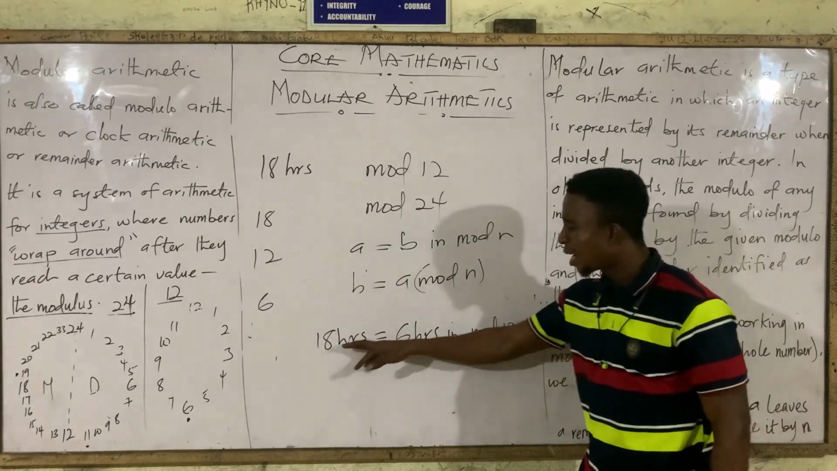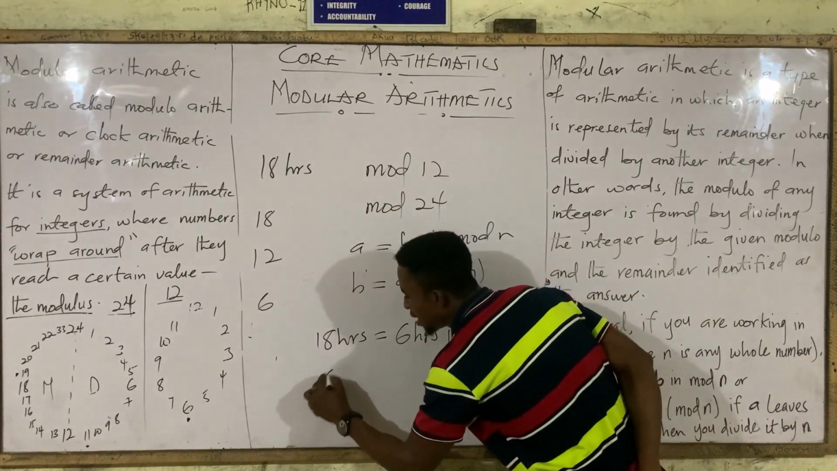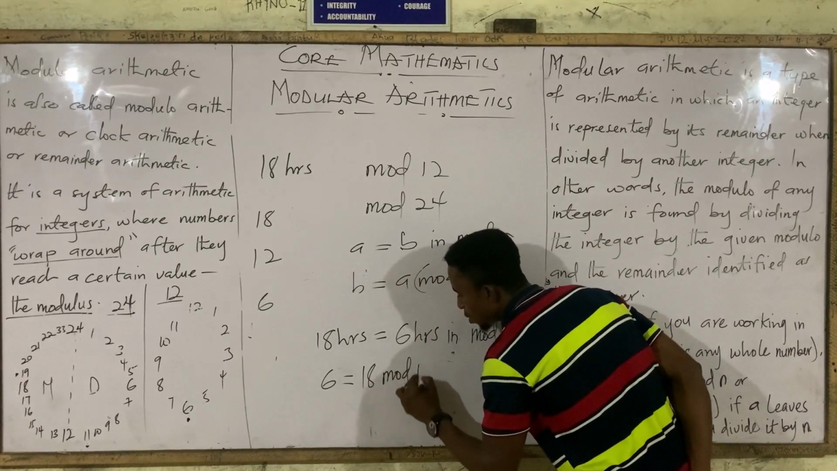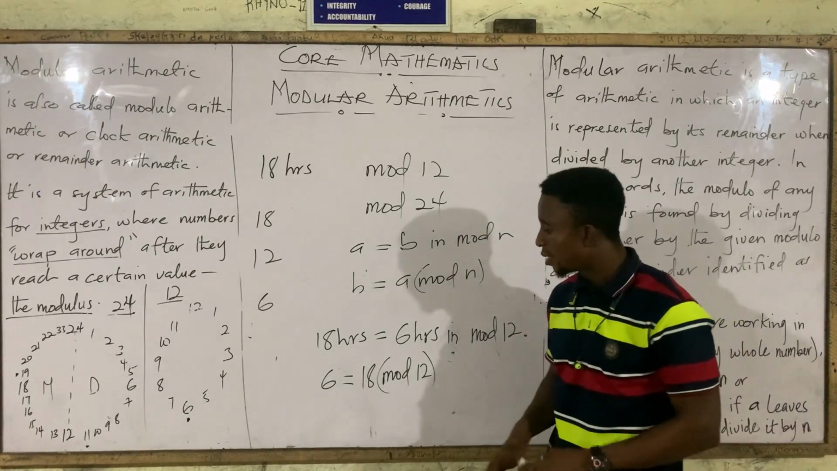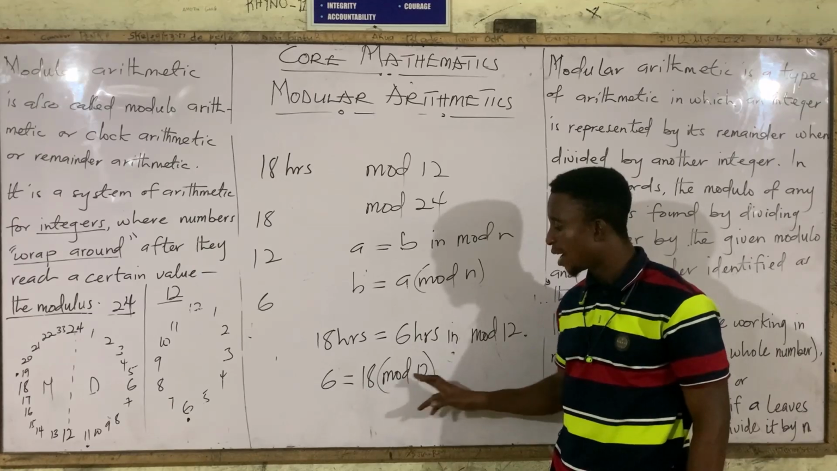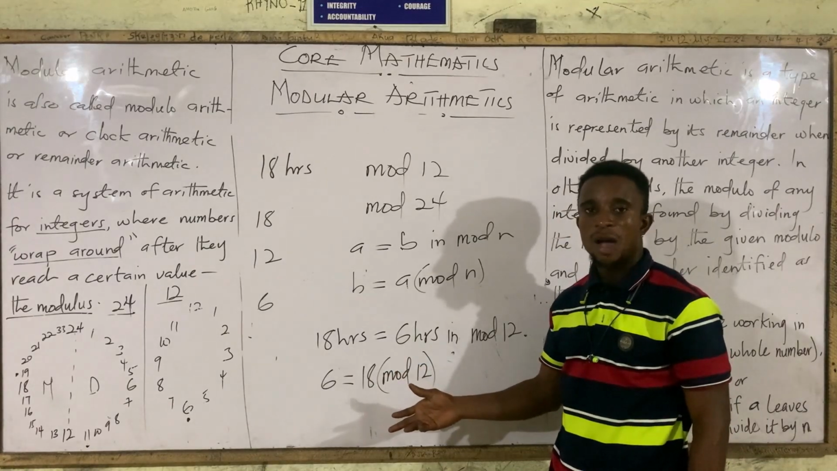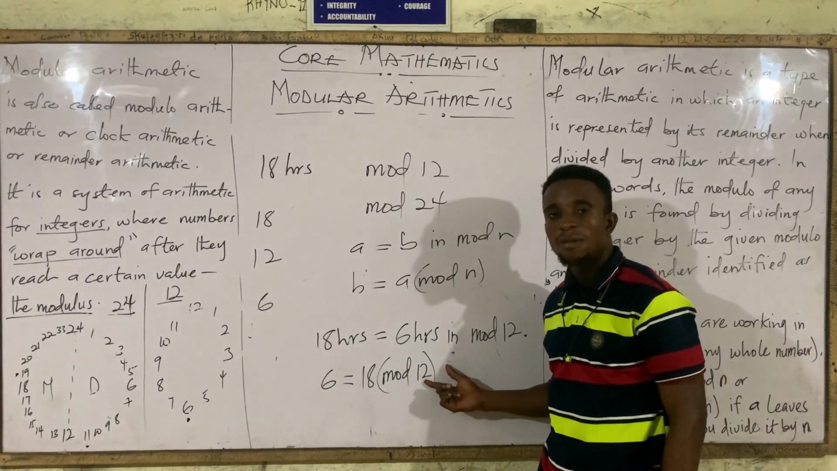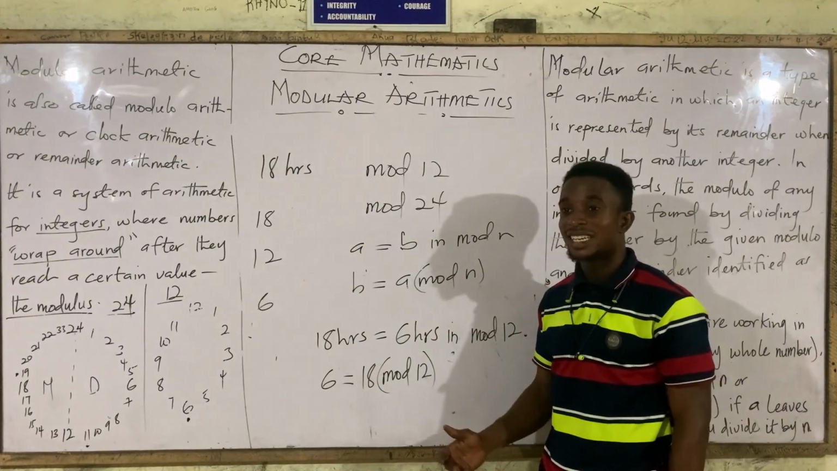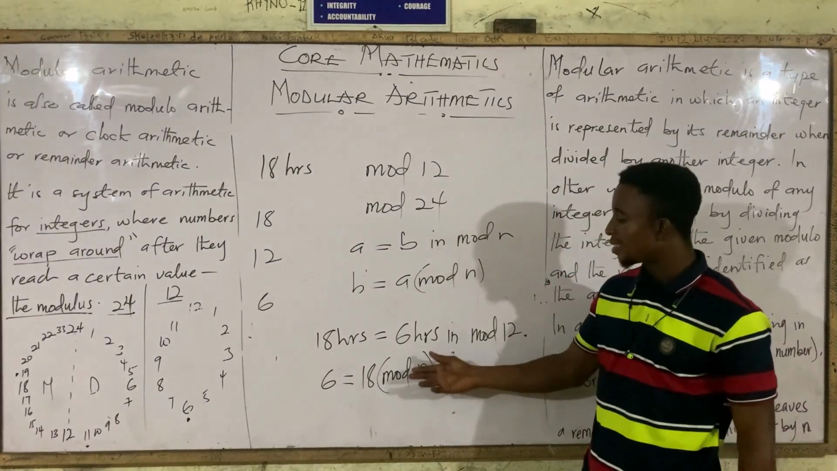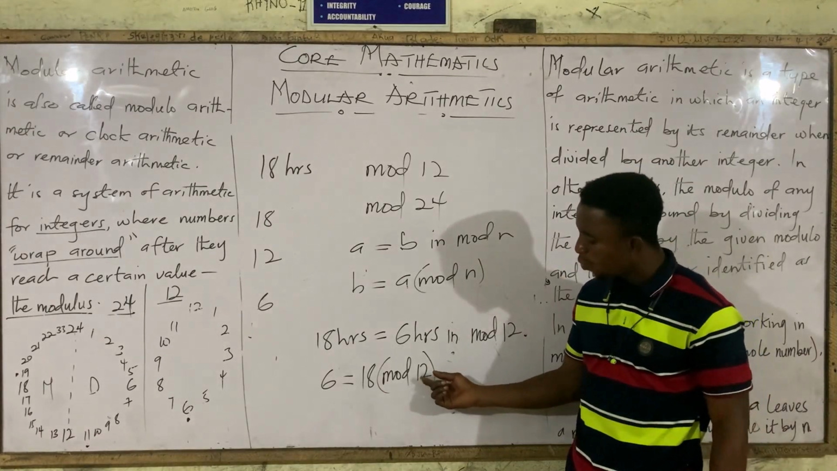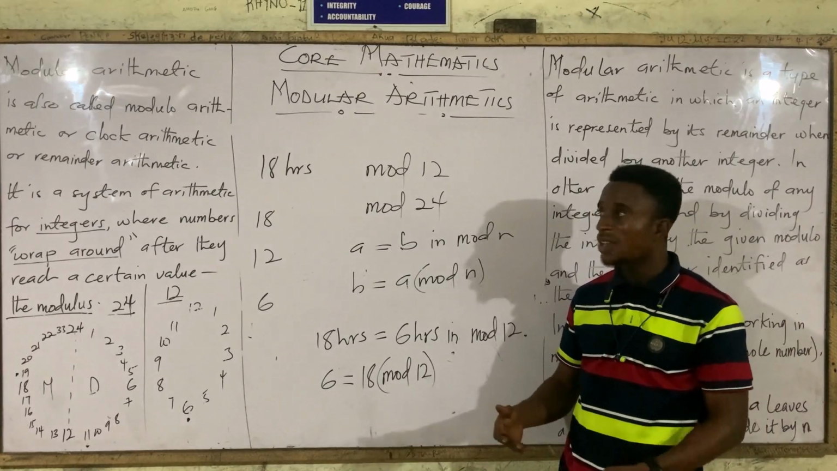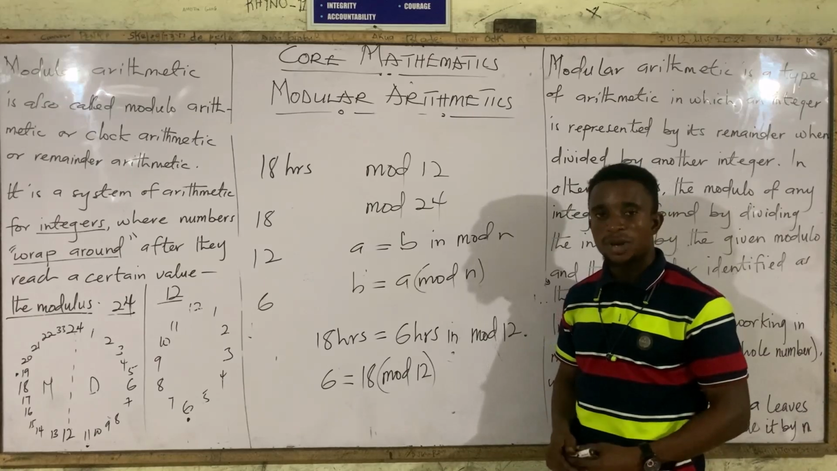And this one can also be written as 6 is equal to 18 mod 12. So when I divide this 18 by 12, what is the remainder? Or how many 12s can I get from this? And after getting that number of 12s, what is left? We are interested in the remainder. So how many 12s can we get from 18? It's 1. And what is left is what we are interested in for modulo arithmetic.